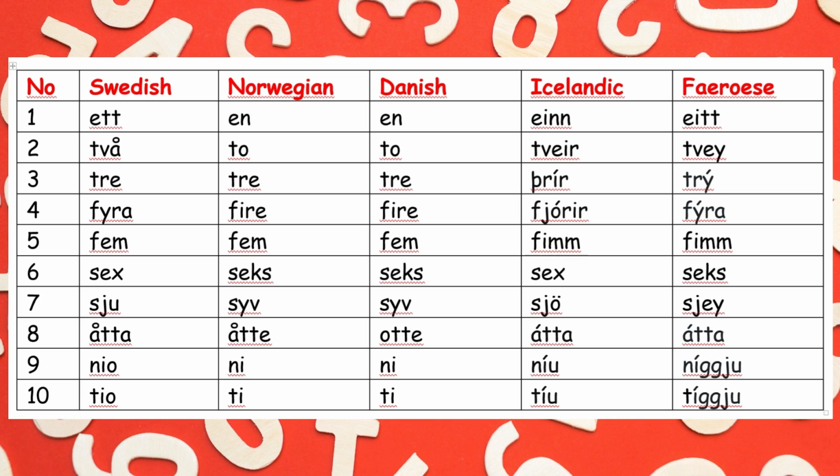In Swedish it would be 1, 2, 3, 4, 5, 6, 7, 8, 9, 10. In Norwegian 1, 2, 3, 4, 5, 6, 7, 8, 9, 10. And in Danish 1, 2, 3, 4, 5, 6, 7, 8, 9, 10.